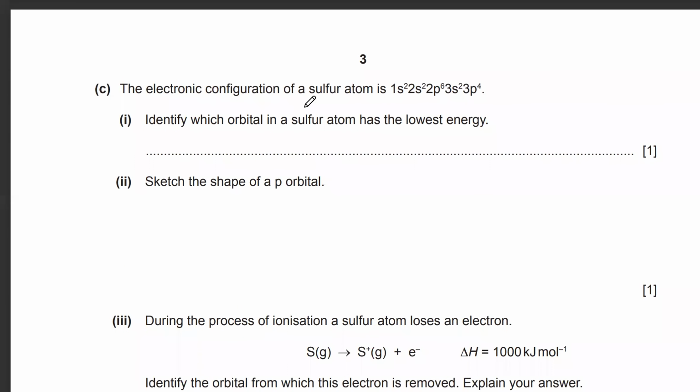Now he's saying identify which orbital in the sulfur atom has the lowest energy. That's pretty easy. It's the first one, right? Right? Is that clear? First shell, that's the lowest energy. Sketch the shape of a p orbital. That's also easy. There's a nucleus and it's going to have 2 lobes.